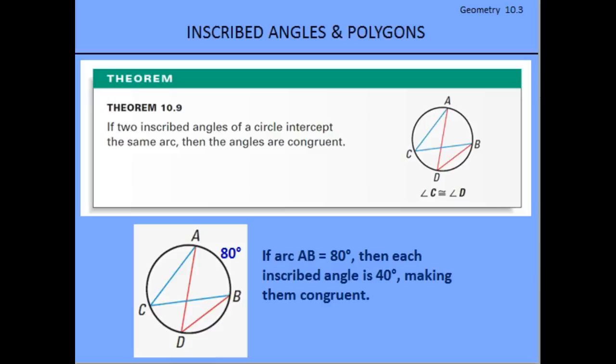Theorem. If two inscribed angles of a circle intercept the same arc, then the angles are congruent. Okay, what does that mean? Simply, if arc AB is 80 degrees, then each inscribed angle is 40 degrees, making them congruent. Very much common sense.